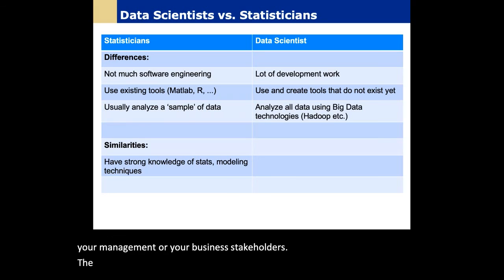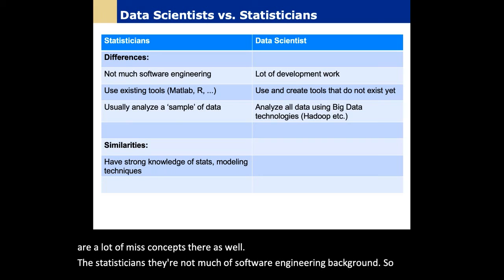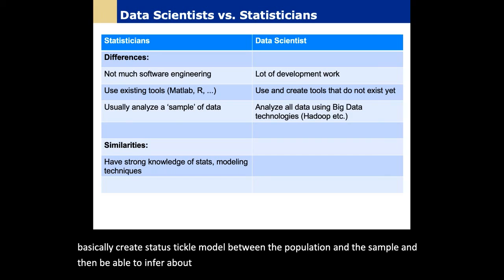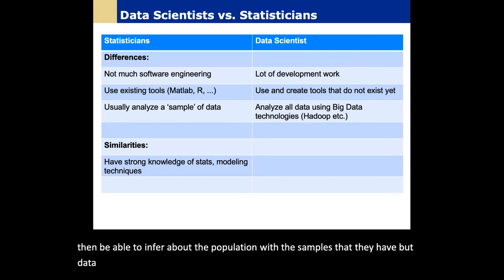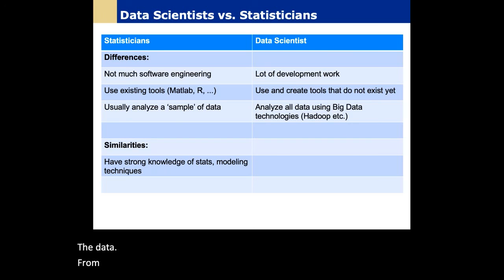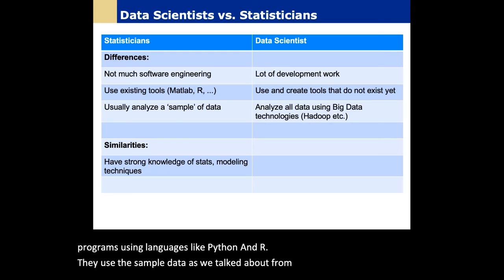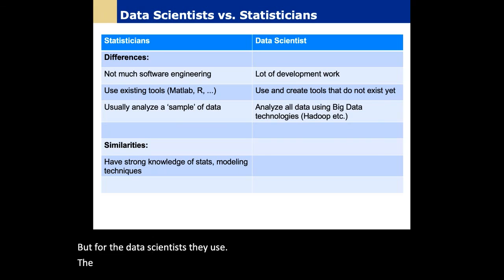The third differentiation is between data scientists and statisticians, and I think there are a lot of misconceptions there as well. Statisticians don't have much of a software engineering background, so they basically create statistical models between the population and the sample, and then infer about the population with the samples that they have. But data scientists look at the data and the development work that revolves around the data. From the tools standpoint, statisticians use MATLAB, R, SAS Studio, and languages like that. But data scientists create new tools, new modules, and new programs using languages like Python and R. Statisticians use sample data, but data scientists use the data to analyze with big data technologies.